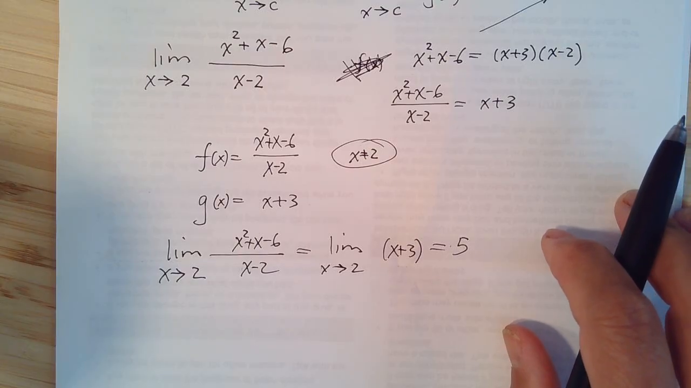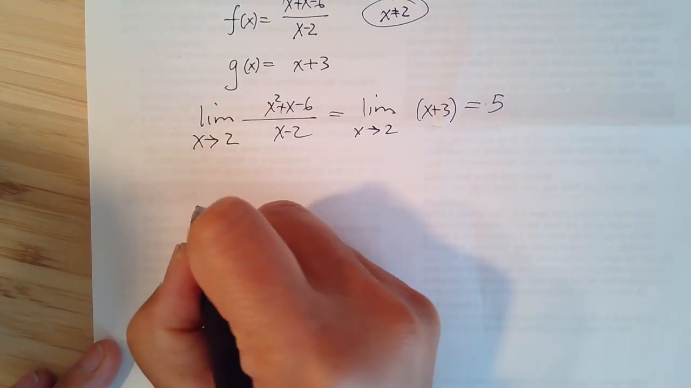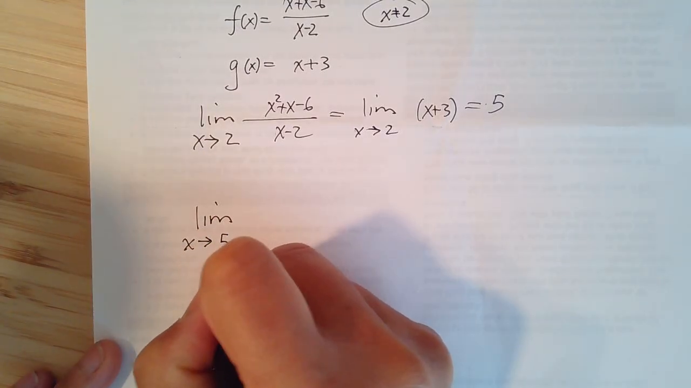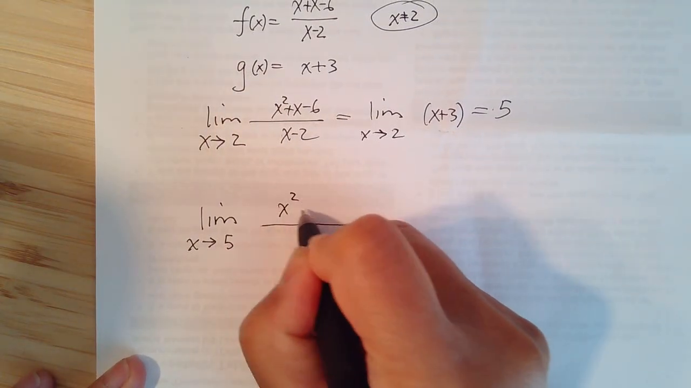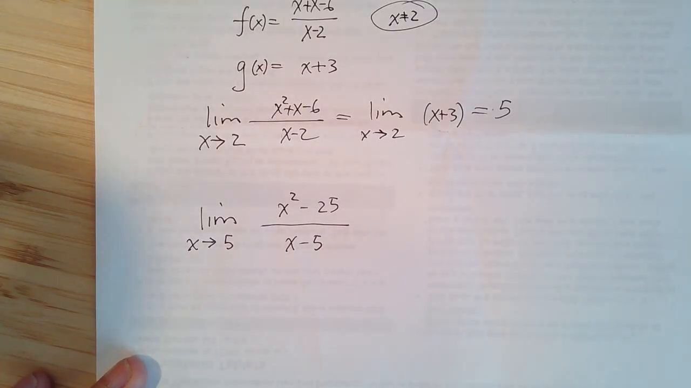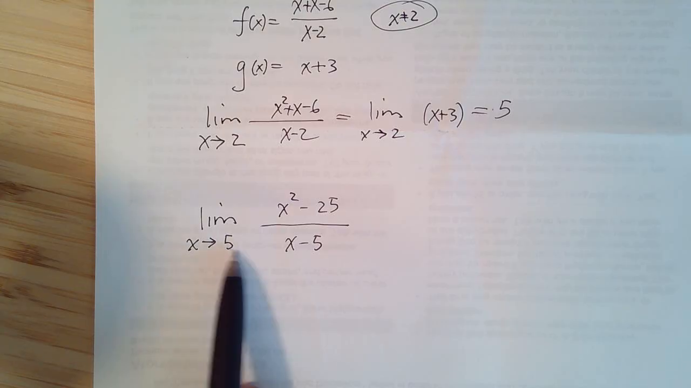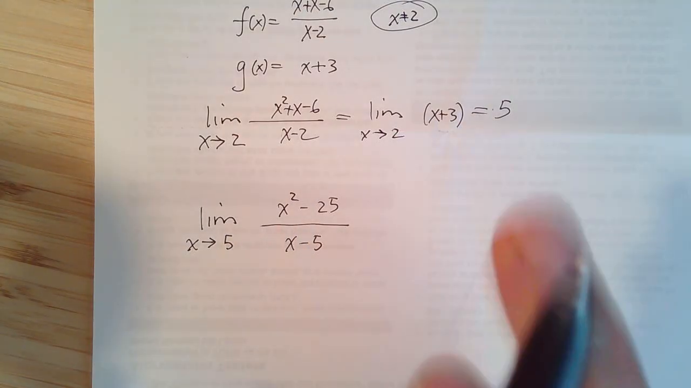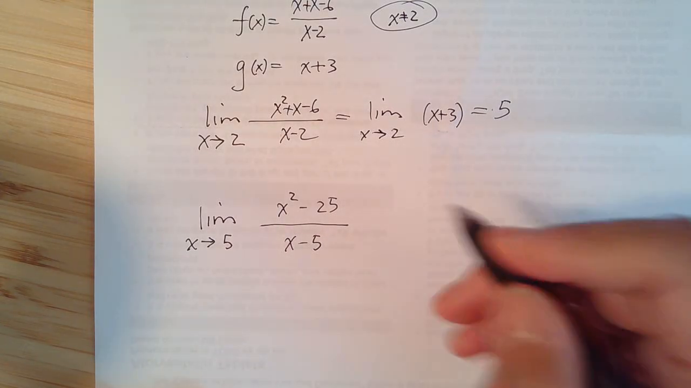All right, I'll give you another example. I think just one more. Find the limit as x approaches 5. Again, I like 5 a lot. So I get x squared minus 25 over x minus 5. This is very similar to the one we did earlier. You plug in 5 here, you get a 0. You plug in 5 here, you get a 0. So you cannot simplify that easily. You cannot just plug in directly.